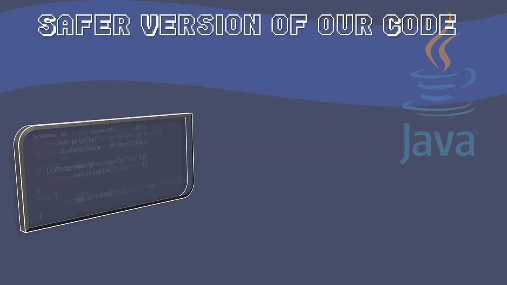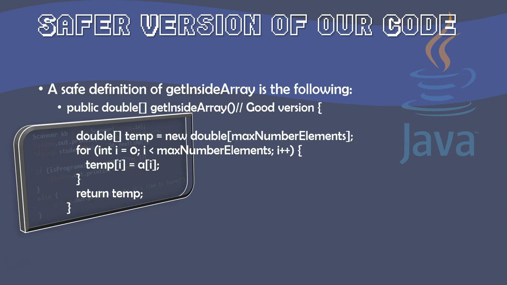So let's look at a safer version of the same accessor method. Here we have public double[] getInsideArray. The header is still the same, but inside we have double[] temp = new double[maxNumberOfElements]; for (int i = 0; i < maxNumberOfElements; i++) temp[i] = a[i]; return temp. Notice here, we're not pointing an array reference directly to the array reference of another thing. We had the same situation with class types. Remember, we can't point a class type directly to another class type because it copies the reference. Because arrays have a specialized class type, we have to go through each of these individual elements and update them this way.